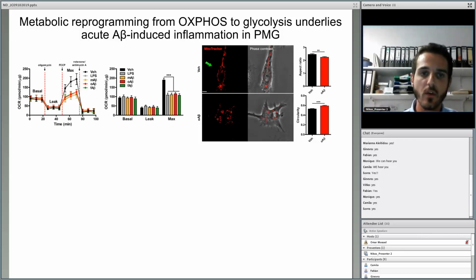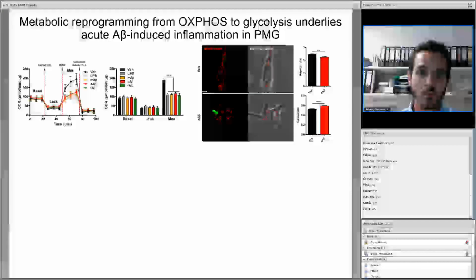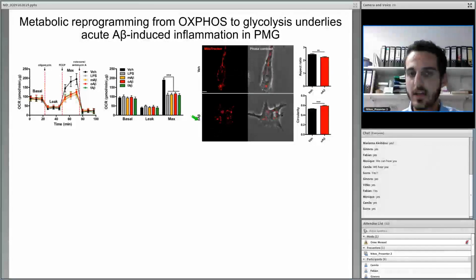And then you have this fission, where these tubular structures are becoming more dotted, becoming a bit dot-like, and therefore you have an inefficient mitochondrial respiration. So you see that upon exposure to the oligomeric A beta, you get this kind of dysfunctional mitochondria.